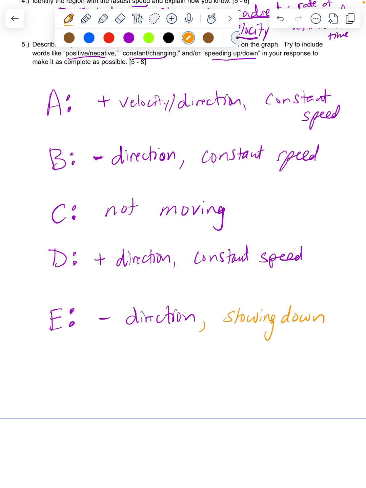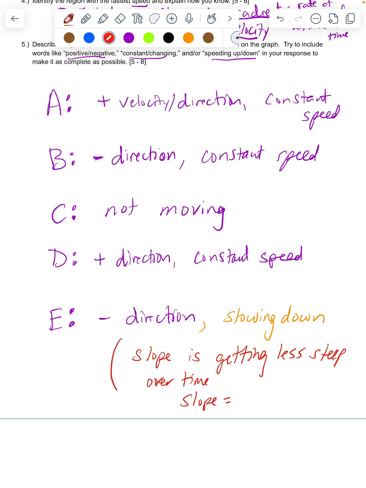And I know that's a tricky new concept, but our reasoning would be that when we look at that curve, we can see that the slope is getting less steep over time. And since slope equals speed or velocity on this graph, that's how I can tell. If it's getting less steep, I have a lower value for my slope, and that's why I know I have a lower value for my speed. That means I'm slowing down.